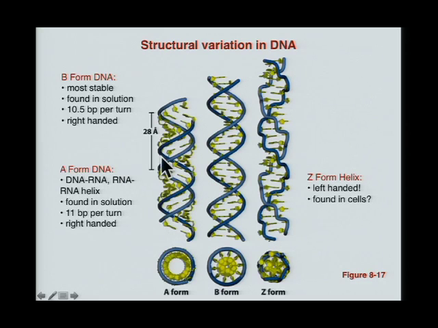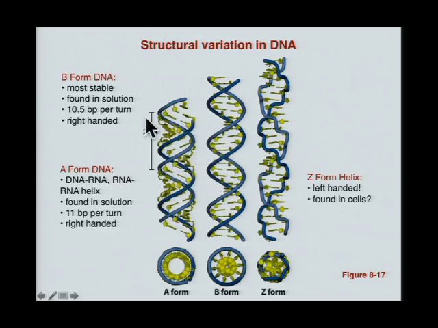And the A form has a slightly different pitch to it. It's about 11 base pairs per turn, but it's also right-handed. This A form is found in solution, but the only place we've really seen it was in a DNA-RNA hybrid duplex or in an RNA-RNA duplex. So DNA-DNA molecules, we really don't see much of the A form. And there's actually a reason behind that. We know that really the major difference between DNA and RNA is that 2' hydroxyl. DNA doesn't have that, whereas RNA does.